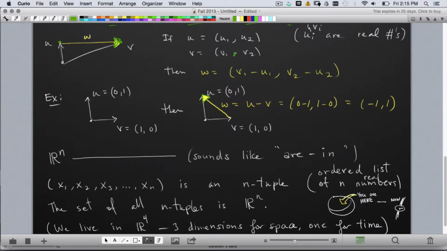All of these vectors live in a space we call Rn. We indicate a point in Rn as an n-tuple, a simple ordered list of n numbers, and the set of all n-tuples is what we call Rn. We live in R4, 3 dimensions for space, and 1 for time.